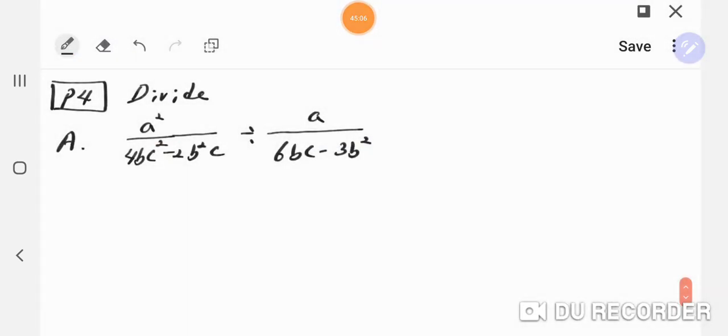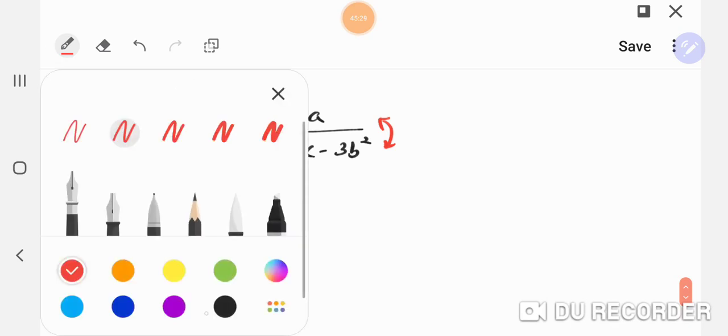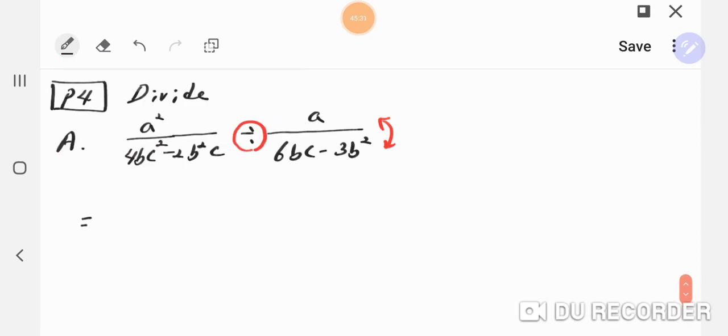Okay, problem 4. Why don't you pause this and then try this? Okay, so let's check this one. Let's find out whether you're correct. Since we have a division, what do we do? This division, make it a product and then interchange these two expressions. So we have to rewrite it. Always, we have to rewrite this.